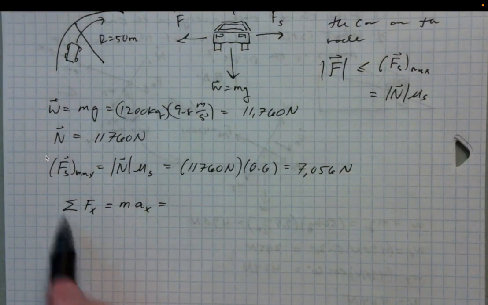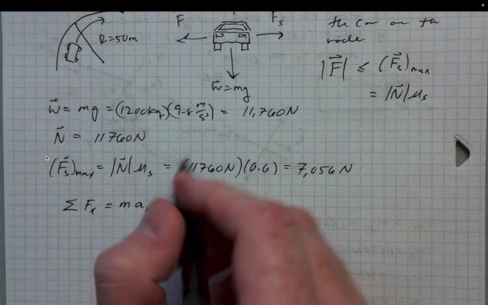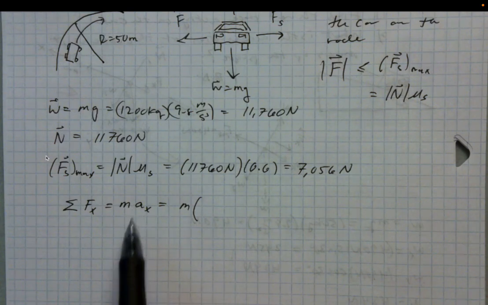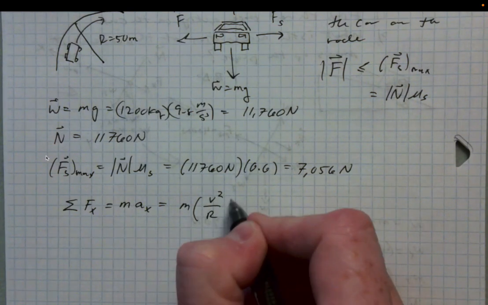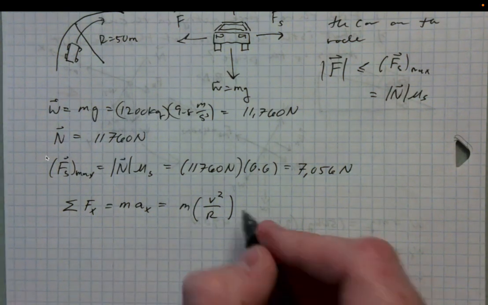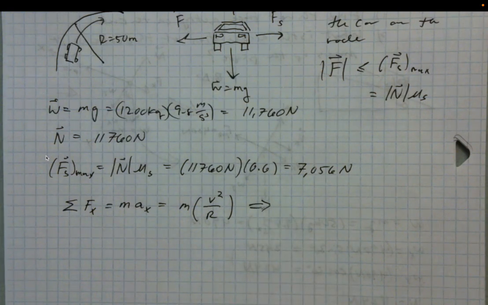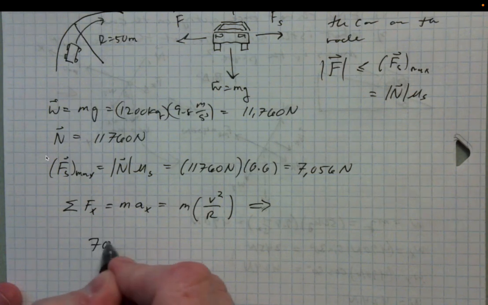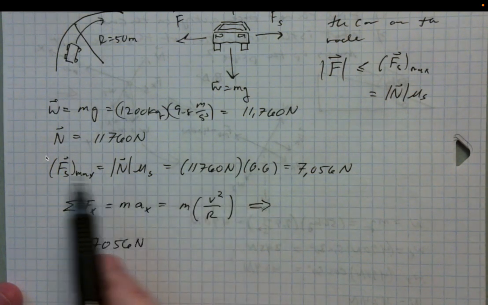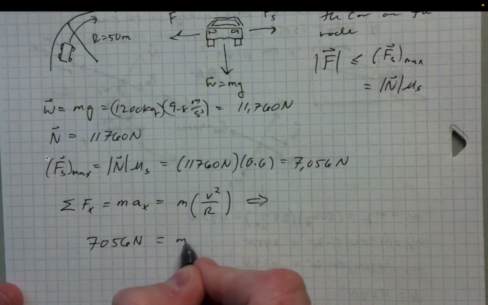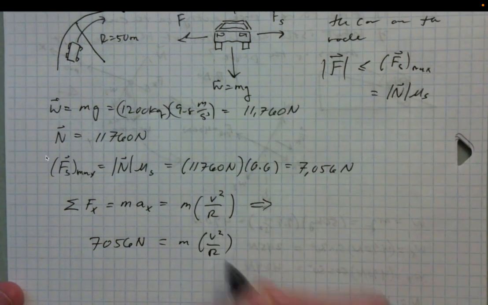And so we can set this equal to mass times a_rad, and another way to express radial acceleration is v squared over r. Okay, and so really we need all of this to net out, right? And so what do we have here? We'll say 7,056 newtons, right? That's the max static friction force. That needs to equal m times v squared over r.